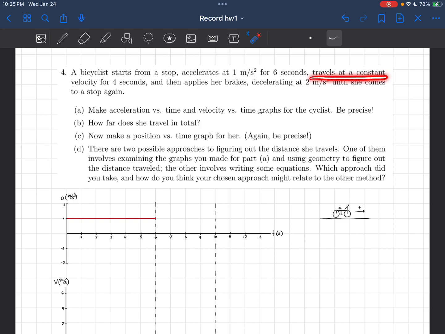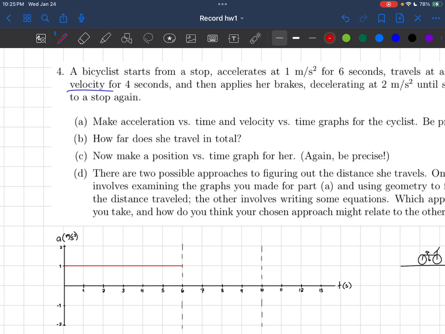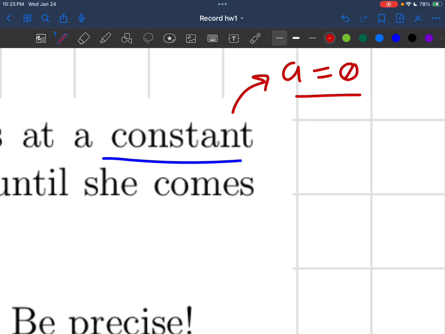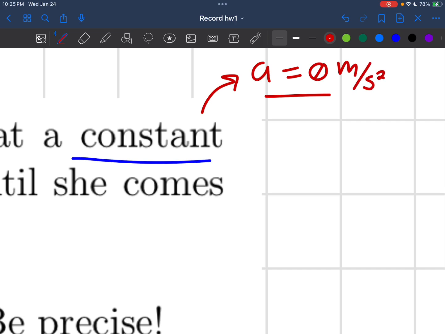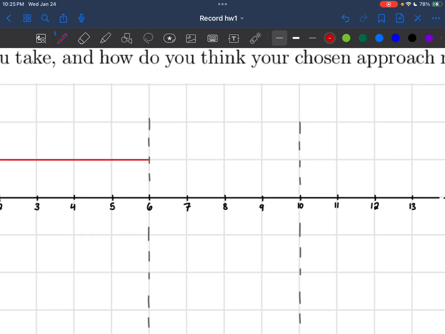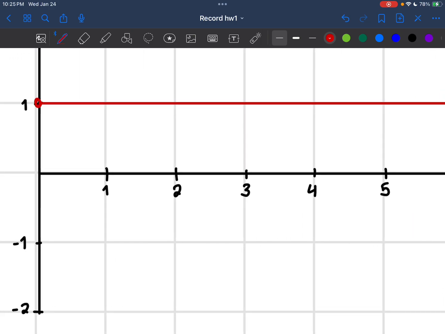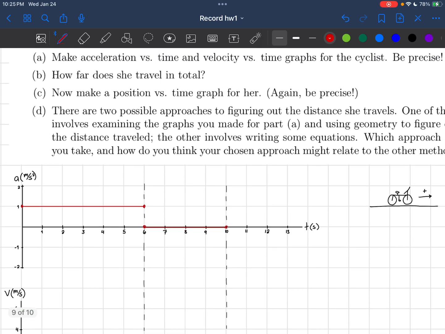Then I'm told that we're traveling at a constant velocity for 4 seconds. Constant velocity, that's something that I should be recognizing, that a constant velocity means the velocity isn't changing. So that tells me that my acceleration equals 0. All right, that's an important thing to keep in mind because that will keep coming back. So for the next 4 seconds, which are also handy dandy marked off for me from 6 to 10 seconds, my acceleration is 0. I'm just going to put little points on the ends of my graph. All right, my acceleration is 0.